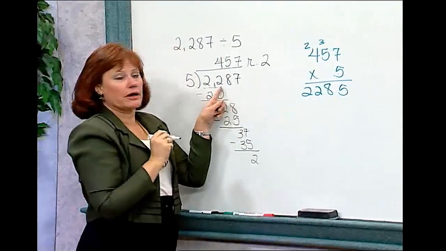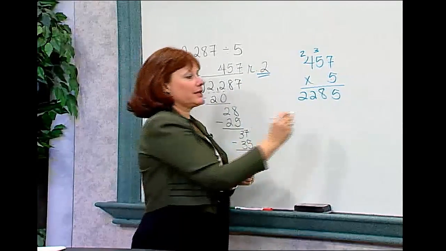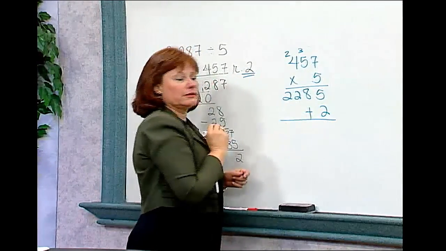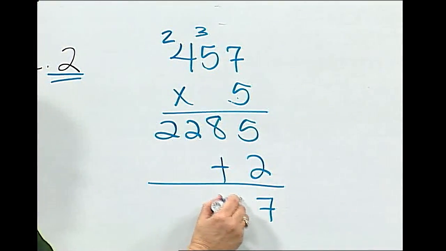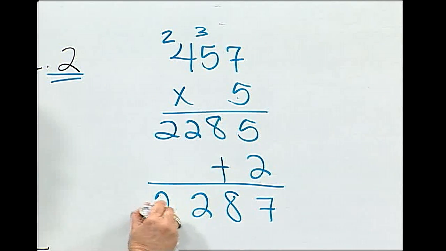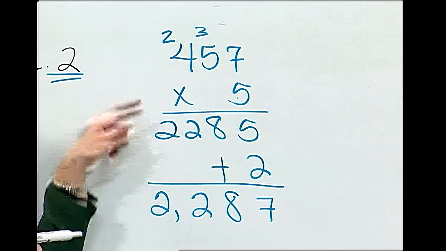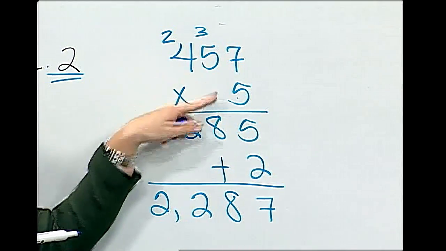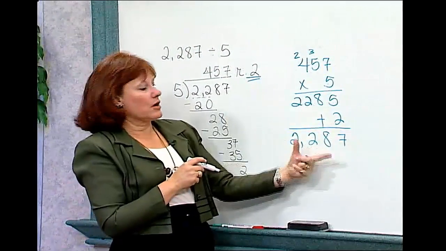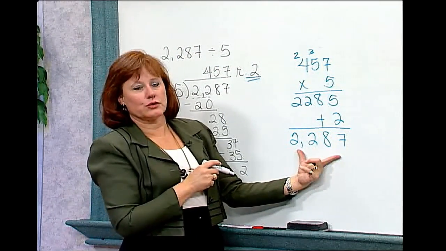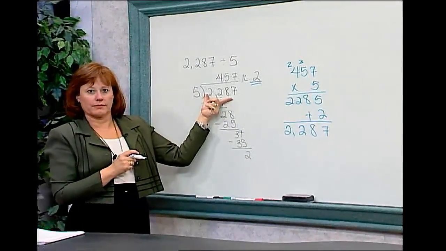That should be close to my original dividend, but I had 2 left over. So when this problem is done, I must add in 2 to check the problem absolutely. 5 plus 2 is 7, 8 plus 0 is 8, 2 plus 0 is 2, and 2 plus 0 is 2. So I know that I've taken 457 times 5, and I got 2,285, and I added in the remainder of 2, which gives me the total number of houses, 2,287, which is the number of houses that I started with.